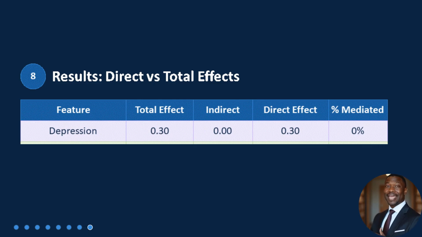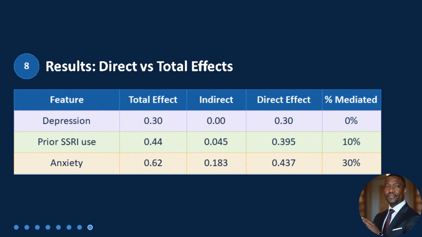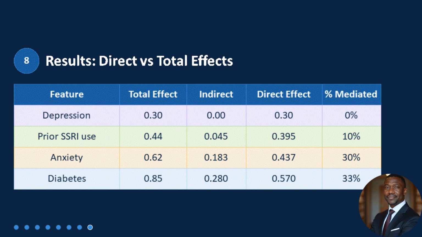Depression, the latest feature, has a direct effect equal to its total effect of 0.30 because it has no downstream mediators. Prior SSRI use has a direct effect of 0.395, with about 10% of its total effect of 0.44 being mediated through depression. Anxiety has a direct effect of 0.437, with about 30% of its total effect of 0.62 being mediated. Diabetes has the largest total effect of 0.85, but about a third, 0.280, is mediated through anxiety, prior SSRI use, and depression. Its direct effect is 0.570.